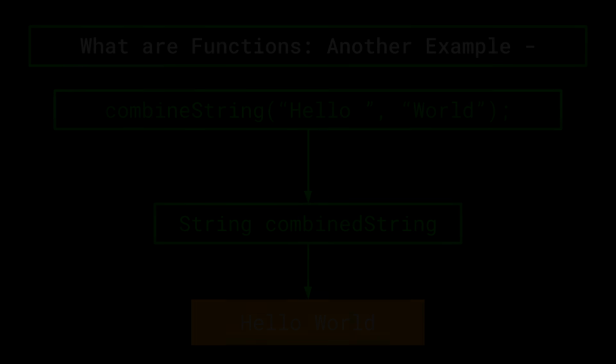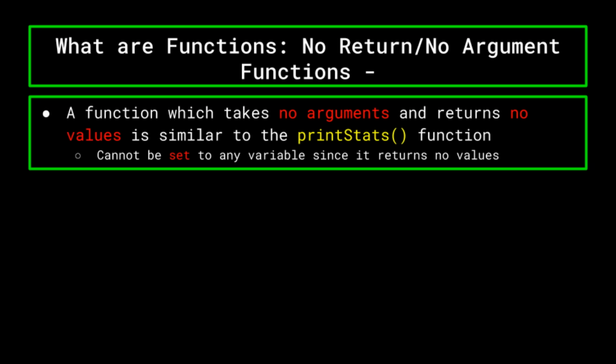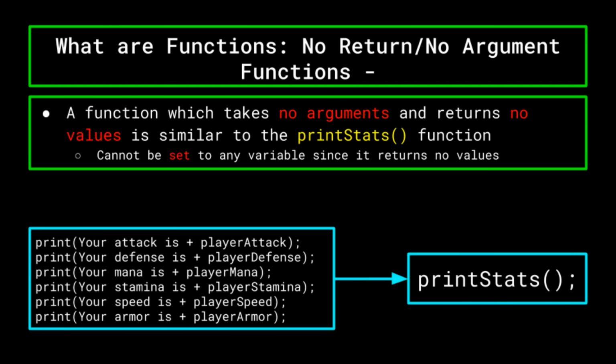The last type of function is one that does not return anything, and these are known as void functions. Oftentimes, these are like the print_stat functions that we created earlier, simply used to condense large amounts of print statements that appear often in your code. These cannot be set to variables, since they don't return anything, and just get the code that's within them run through.